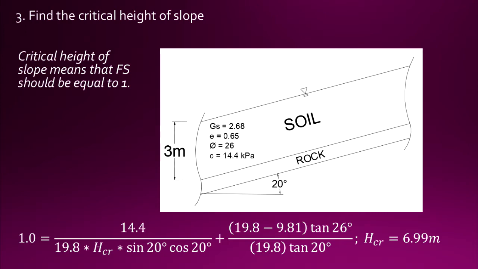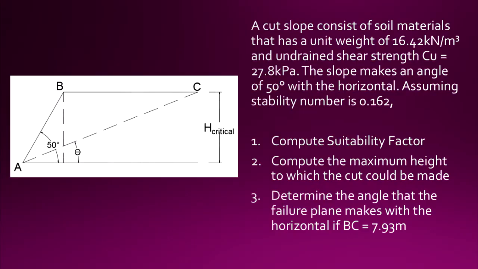Next we have the second problem. A cut slope consists of soil material that has a unit weight of 16.42 kilonewtons per cubic meter and an undrained shear strength Cu of 27.8 kilopascals. The soil makes an angle of 50 degrees with the horizontal. Assume the stability number is 0.162. Compute the stability factor, compute the maximum height to which the cut could be made, and determine the angle that the failure plane makes with the horizontal if BC has a value of 7.93 meters.